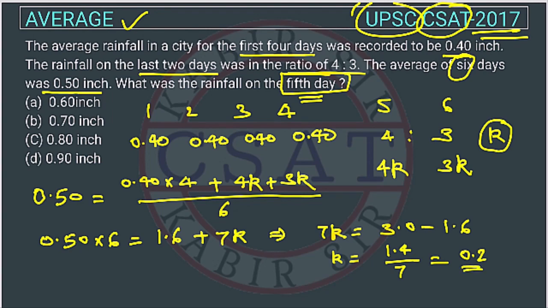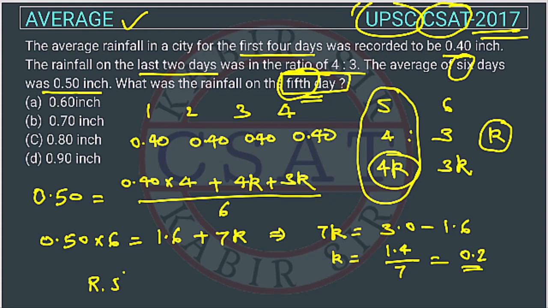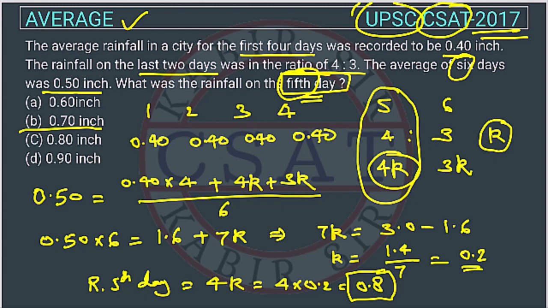So he is asking the rainfall on the 5th day. So the 5th day is this one, the 5th day rainfall is 4k, so we will put the value of k here. K value is 0.2. So the rainfall on the 5th day is equal to 4k is equal to 4 into 0.2 is equal to 0.8, right? So the answer is option C. So this is our answer, right?